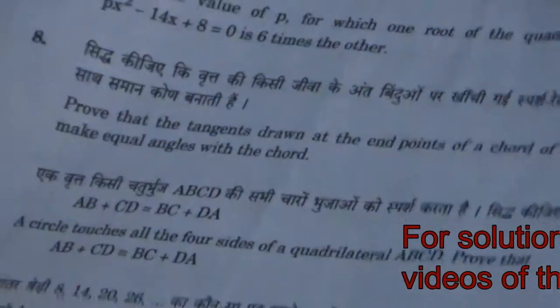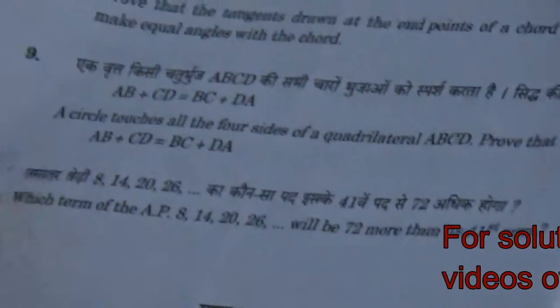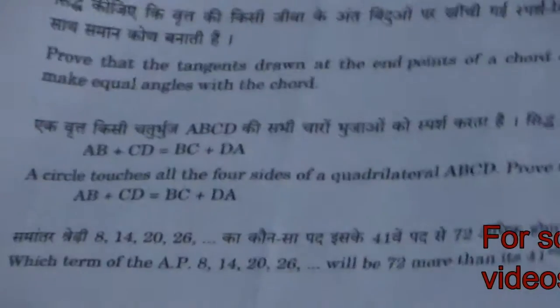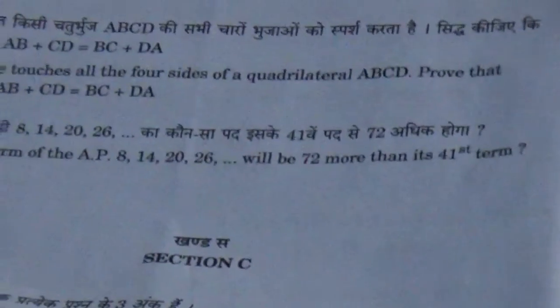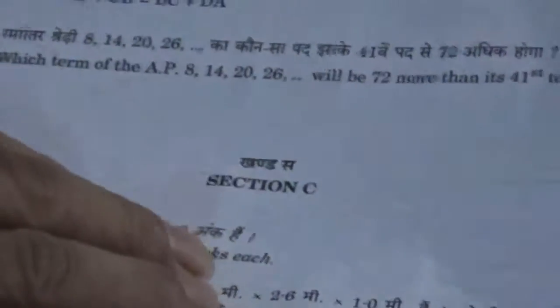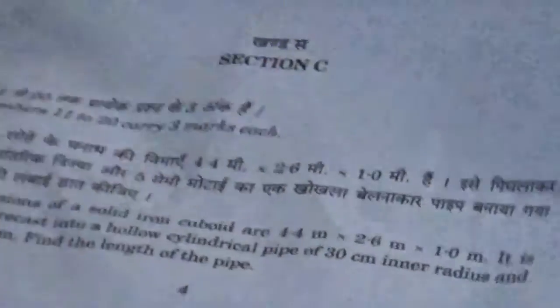Question number 9 also belongs to geometry, the circle part. Question number 10 is from AP again. They have given certain terms, and we just have to find out, which we will see later on. And now we come to Section C.